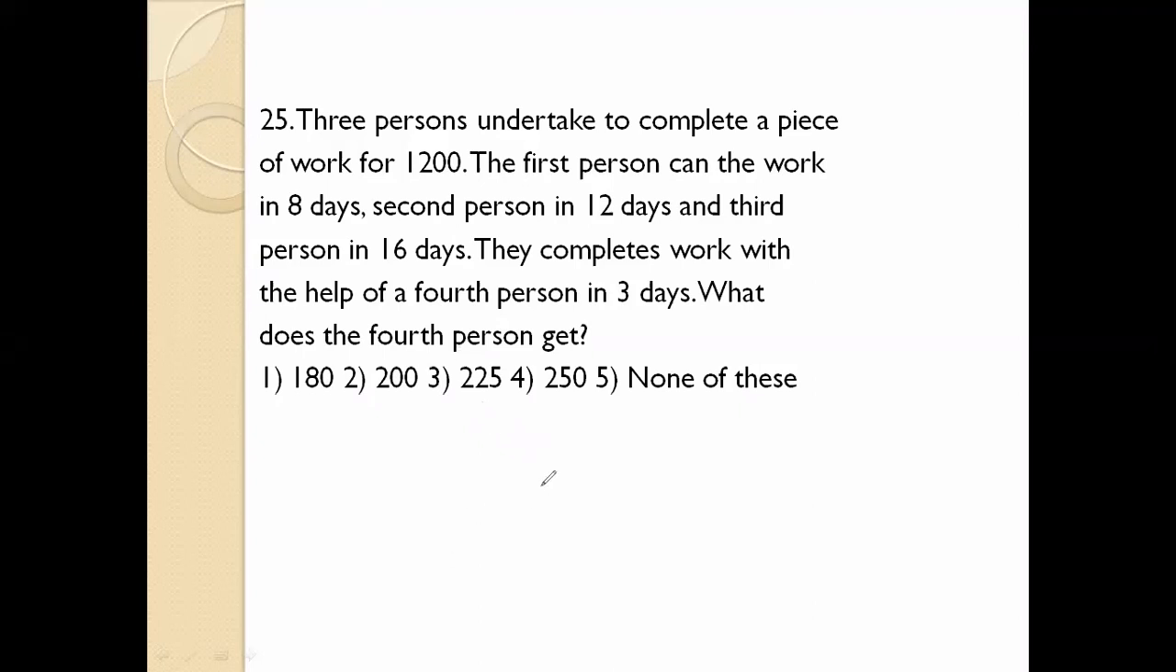Now here, the first person's 1 day work is 1 by 8, plus the second person's 1 day work is 1 by 12, plus the third person's 1 day work is 1 by 16. The 3 persons do that work along with the fourth person. The fourth person's 1 day work we don't know, so we write x. That work is completed in 3 days, 1 by 3. Otherwise do this problem another way: the first person works 3 days, the second person also works 3 days, the third person also 3 days, the fourth person also 3 days. One work means one.